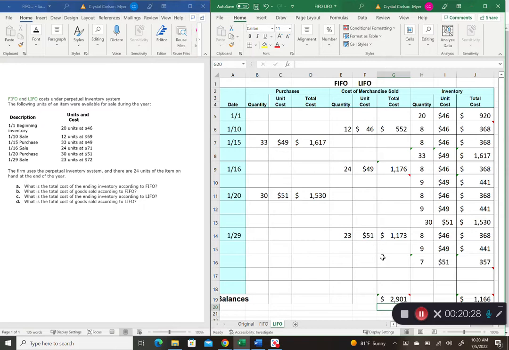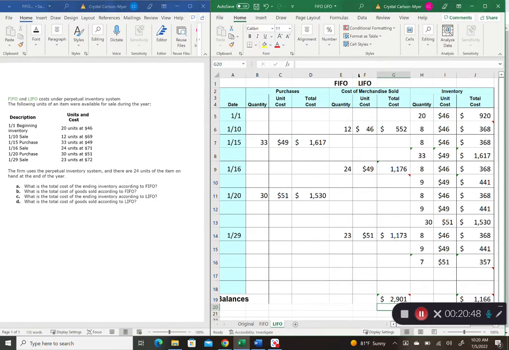So it all depends on what the actual question is asking for. If you're asking to do it and then put it in a journal entry, your cost of goods sold for January 29th would be a debit to your cost of goods sold for the $1173, and then a credit to inventory for $1173. So that's how you get the numbers that go into your cost of goods sold journal entry.